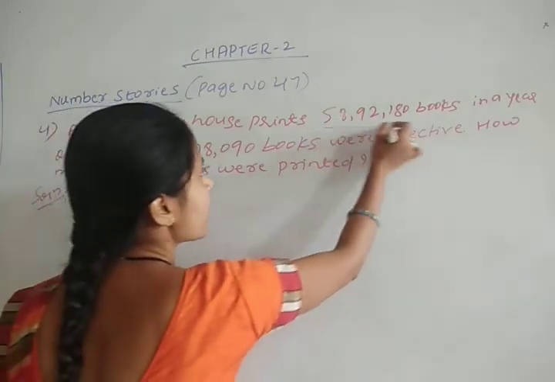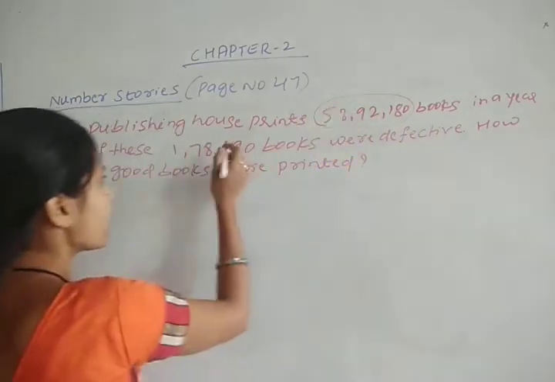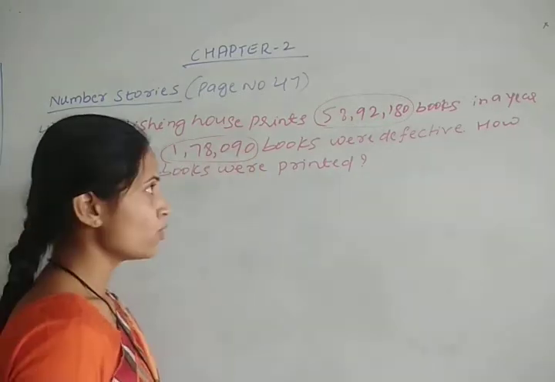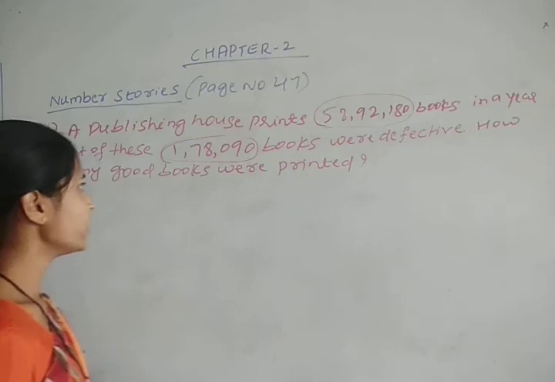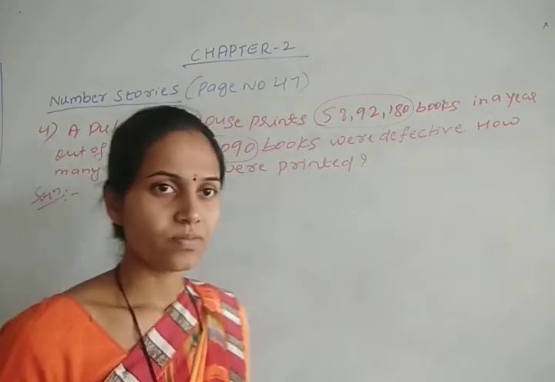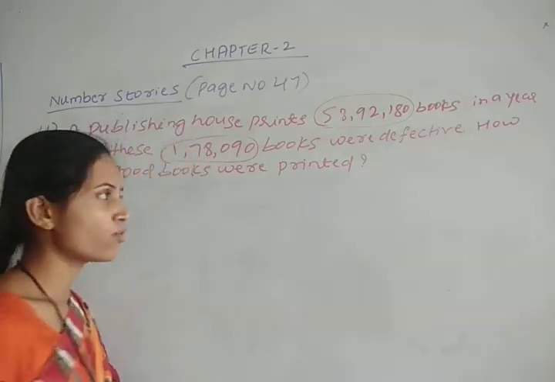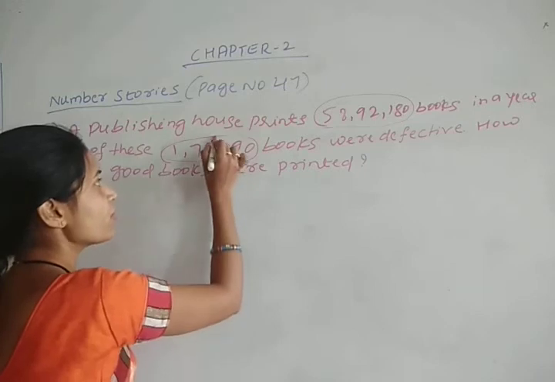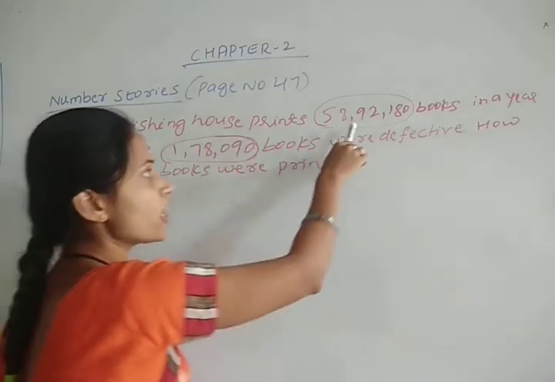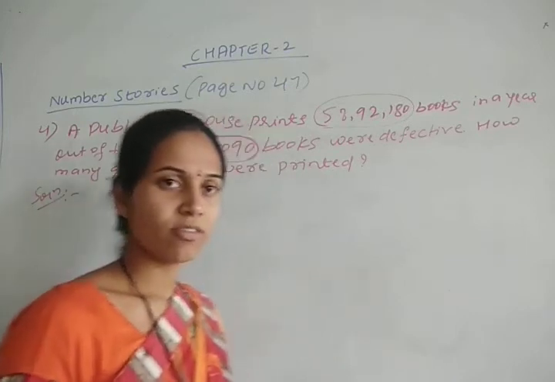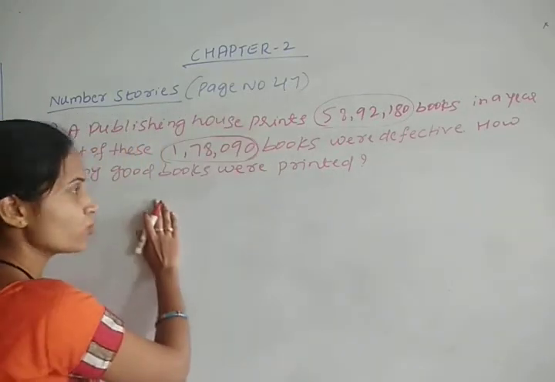Among these number of books, this number of books were defective, so they are asking you to find the number of good books. So to find the number of good books, what will you do? We will subtract the number of defective books from the total number of books which have been printed, so that we will get the number of good books.